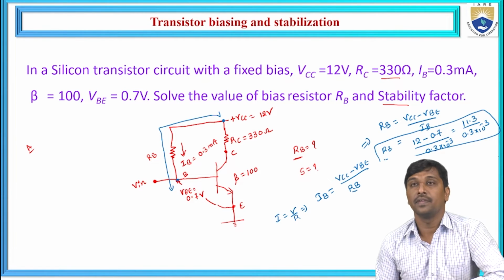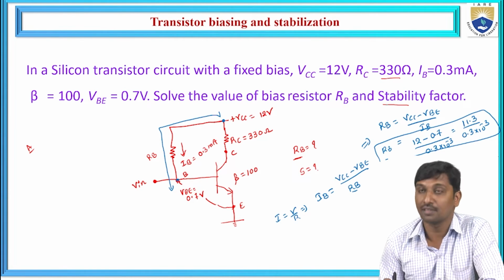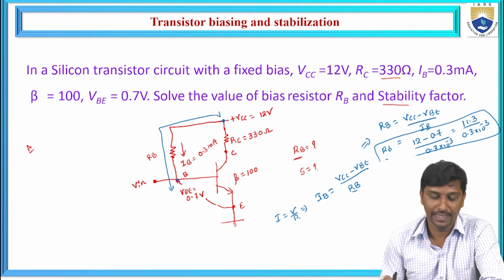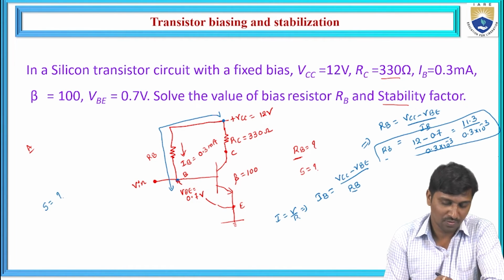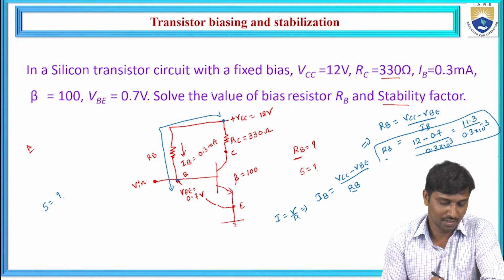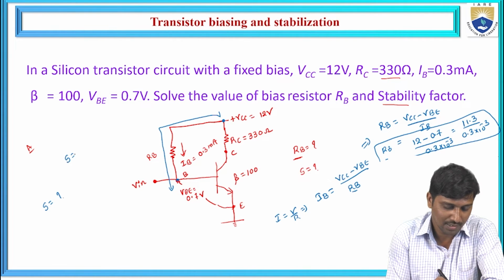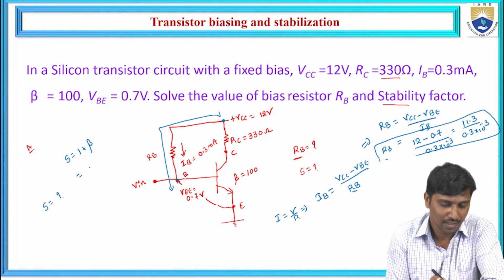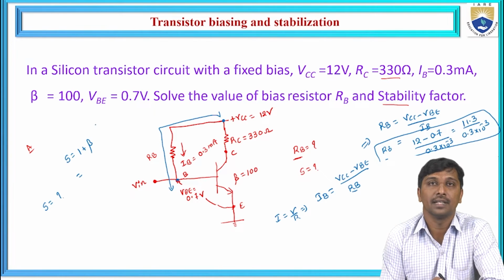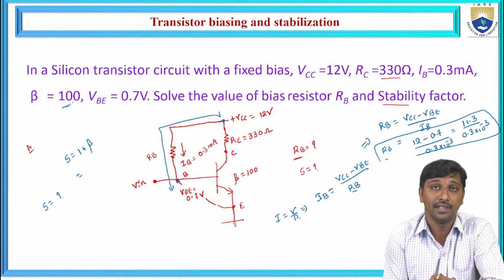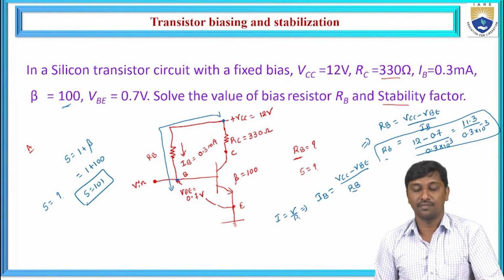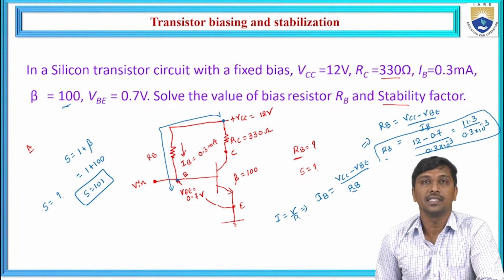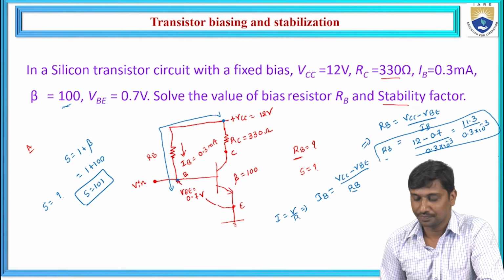Now another factor we need to determine is the stability factor. So S we need to find out. Based on the biasing configuration, in a fixed bias we know that S is equal to 1 plus beta. For this fixed bias transistor, beta is 100, hence 1 plus 100 is equal to 101. This is the stability factor for the given specifications.